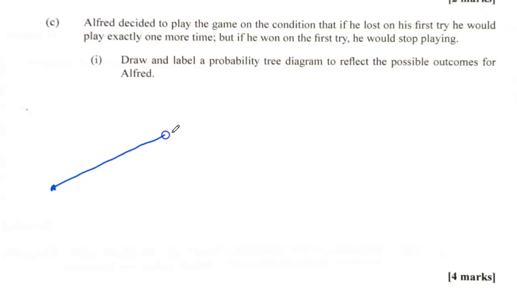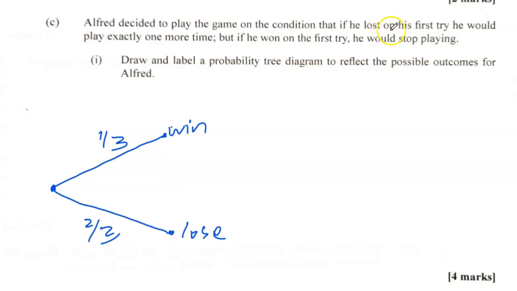Now, the possible outcomes, Alfred can win, or he can lose. Alright? The probability of winning is 1/3. We just found out to be 1/3, 240 over 720. And the probability of losing, which would have to be 2/3.